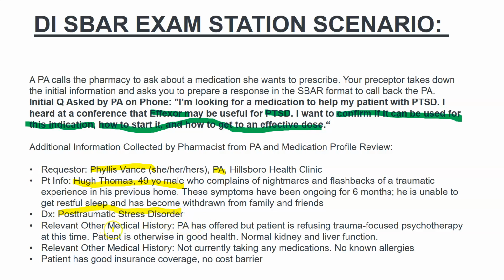And it looks like other history that I would probably key in on is normal kidney and liver function, so I'm not going to need to consider that for dosing. Otherwise in good health, so again, probably not a limitation on what we choose to do for them. And it looks like as far as other therapies, currently the patient is refusing psychotherapy, which is often given along with pharmacologic therapy. And no medication, so I don't have to worry about interactions.